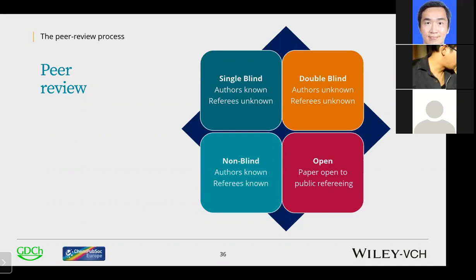Of course, publishers and journals are also experimenting with really innovative ways for peer review. For example, the open peer review mode, which basically means papers, even after their publication online, are open for public refereeing.